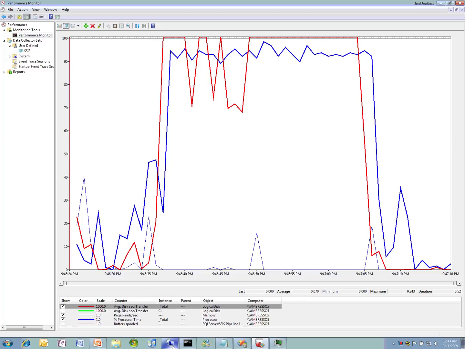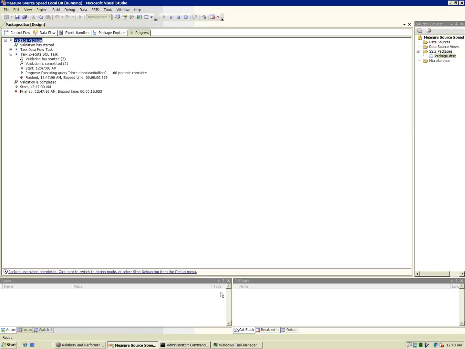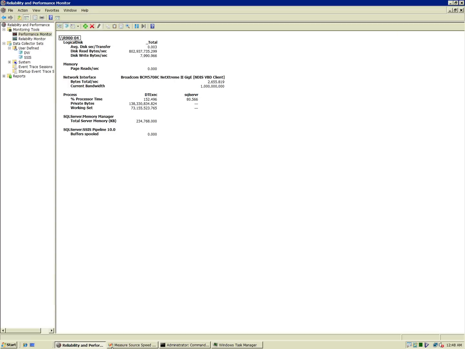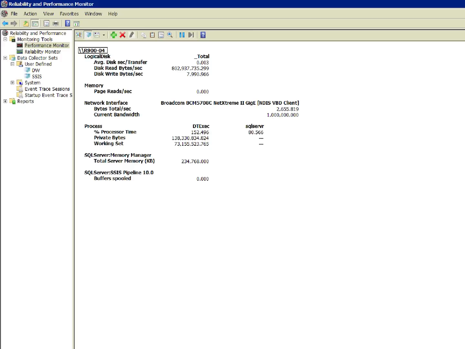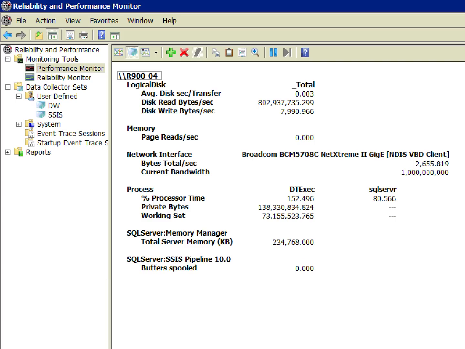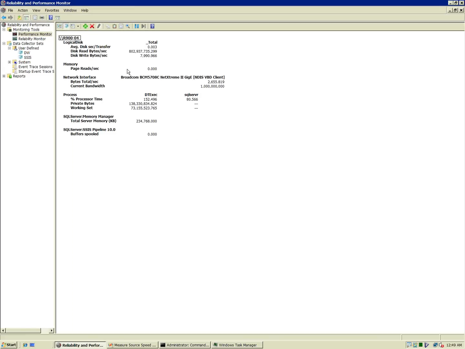When we go back to the faster source system and open up the performance monitor, you'll notice that the average disk second transfer is 3 instead. So in this case, disk was not a factor for you, but on the other source system, it was.